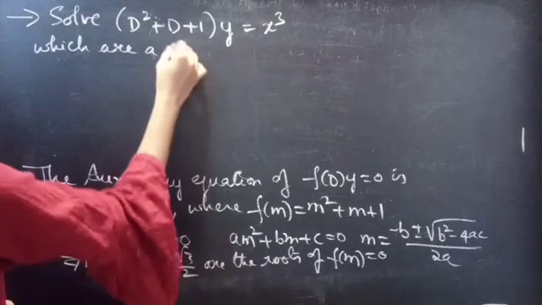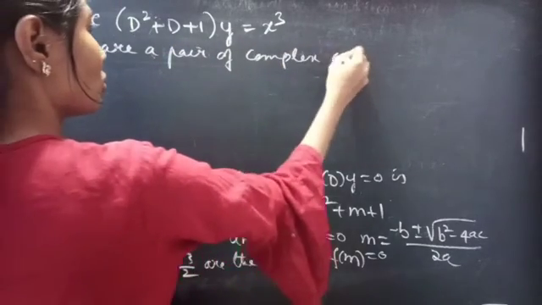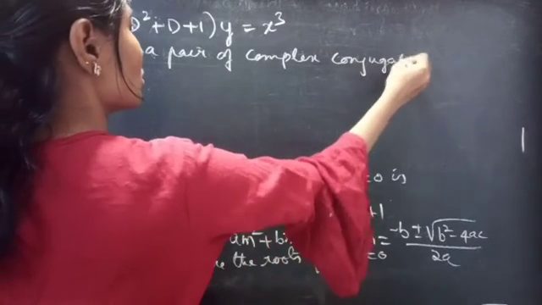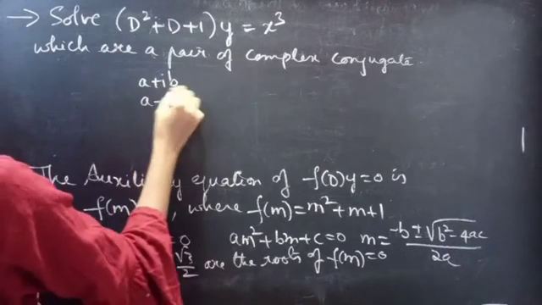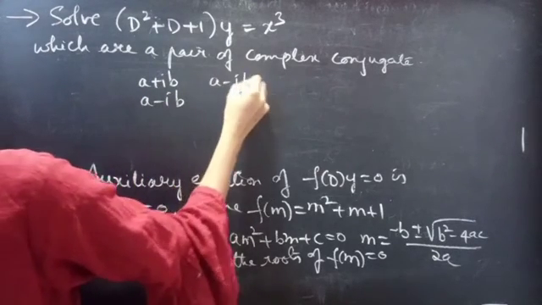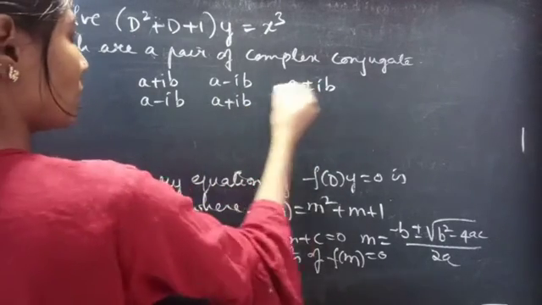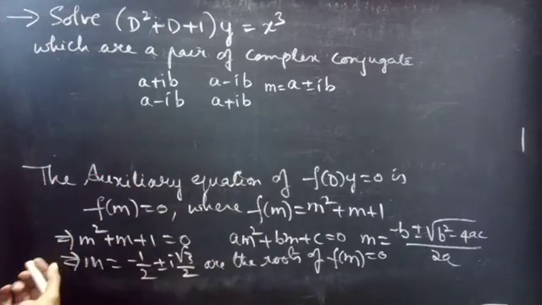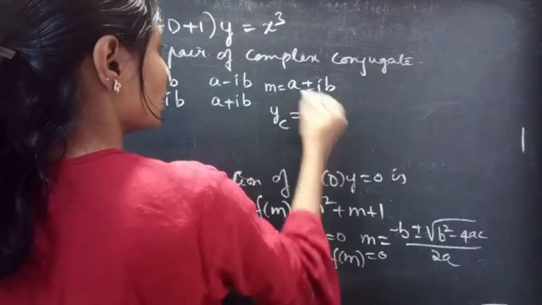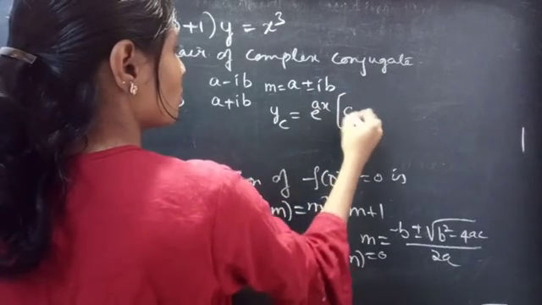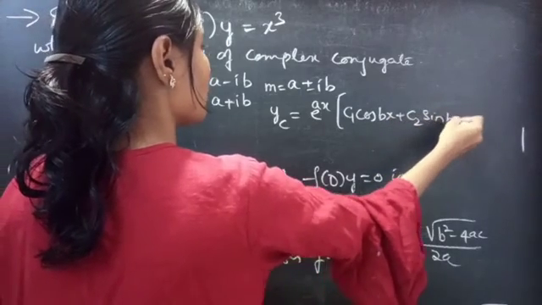Which are a pair of complex conjugates. We know that if a plus ib is a complex number, its conjugate is a minus ib. If a minus ib is a complex number, its conjugate is a plus ib. So we call a plus or minus ib complex conjugate roots, right? If m equals a plus or minus ib, then we can write yc as e power ax into c1 cos bx plus c2 sin bx.